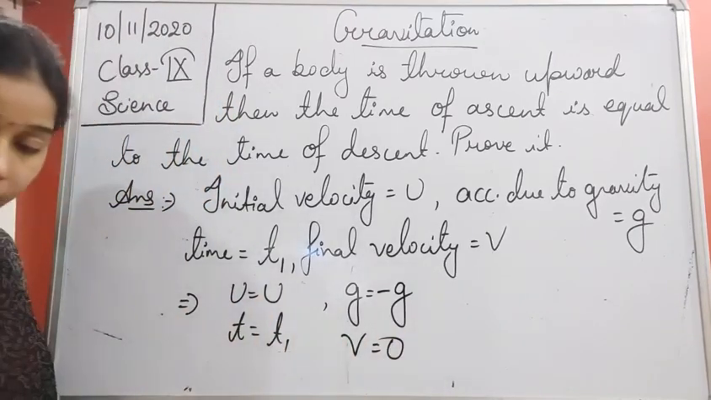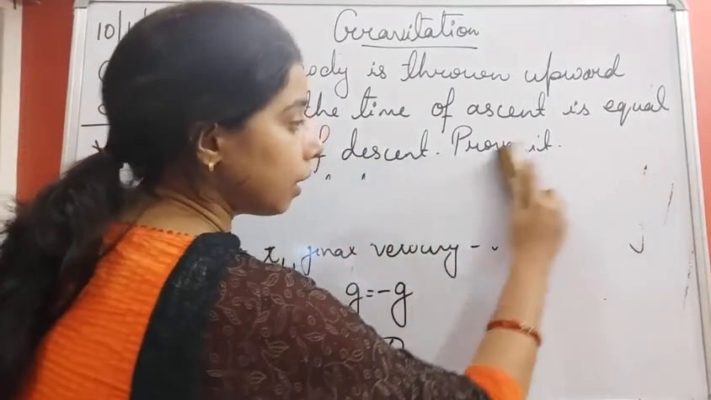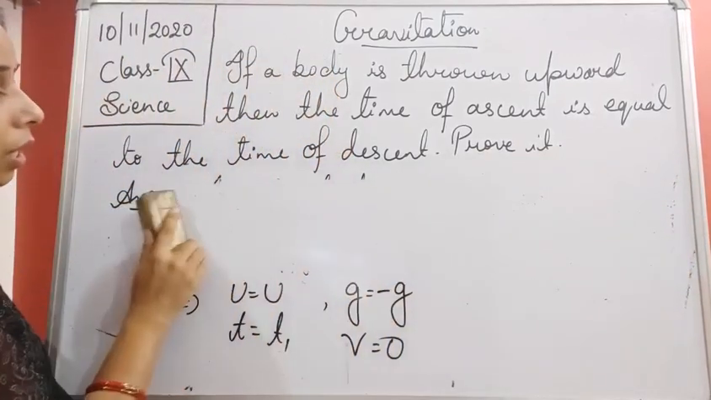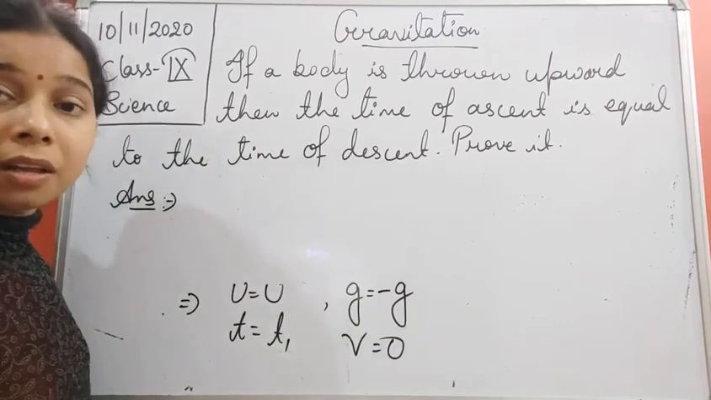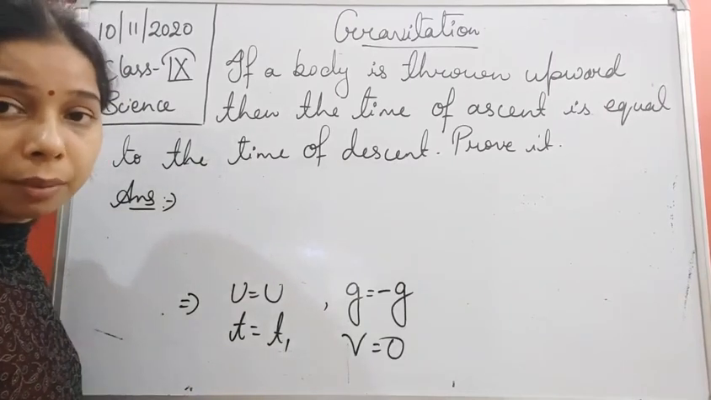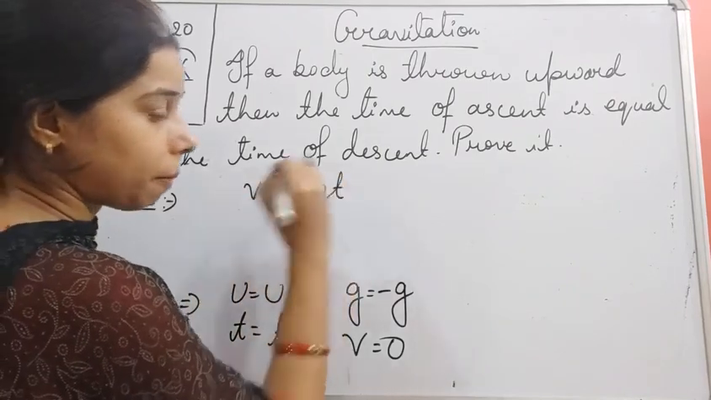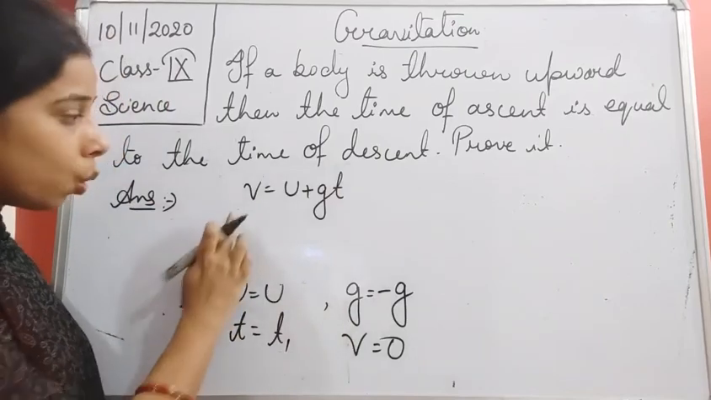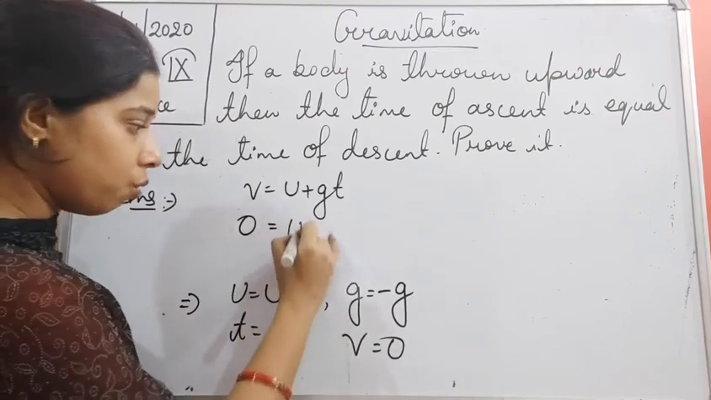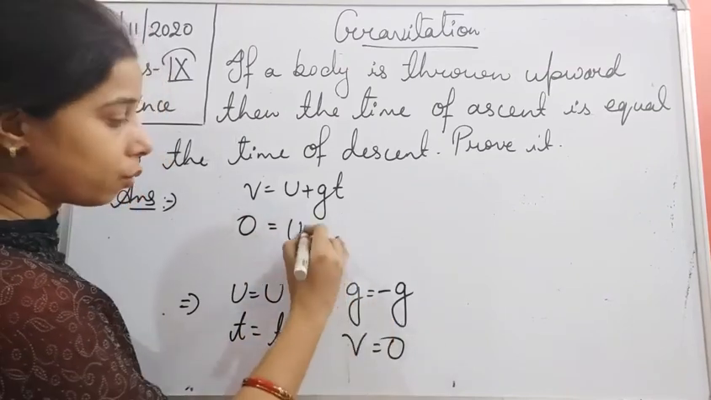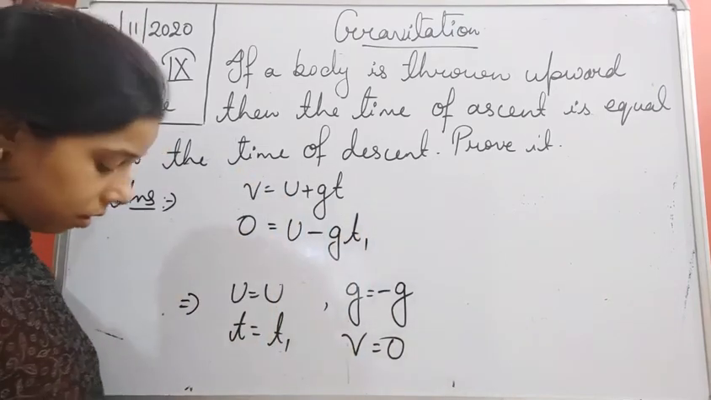Now we know all these things. If we talk about the equations of motion, there are 3 equations of motion, but since we know only these 2 and height is not mentioned, we will prefer the first equation of motion for the freely falling body, that is v = u + gt. Now putting the values here, v will be equal to 0, u is u, plus minus g, so we write minus g t1.